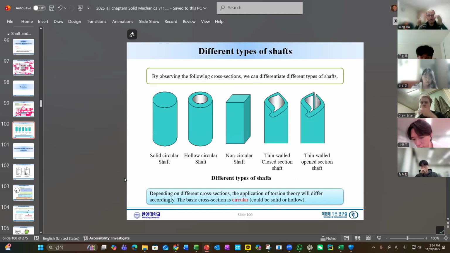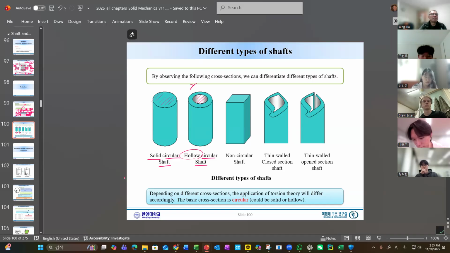Now let's generalize. These are the definitions of the different types of shaft. This is a solid shaft. Solid means there's no hollow inside, and it is circular. This is a solid circular shaft. This one is circular but hollow. Hollow means the inside is empty.